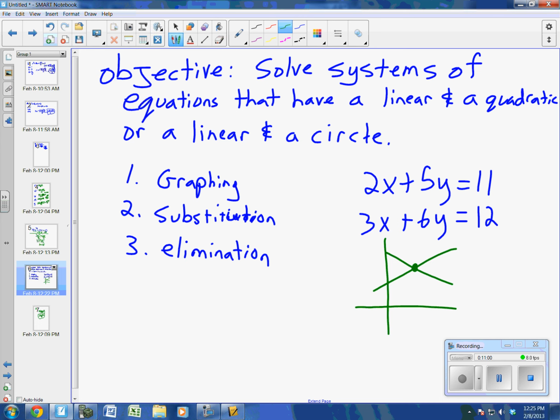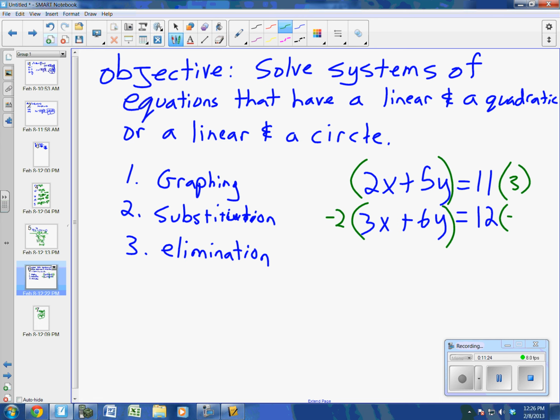Just to remind you, would you guys like to solve this one really quickly? What method would you like to solve this one by? I think elimination might be best on this one. If we times the top one by 3, and the bottom one by -2. Why -2? Because you need one to be positive, one to be negative for them to cancel out, right?